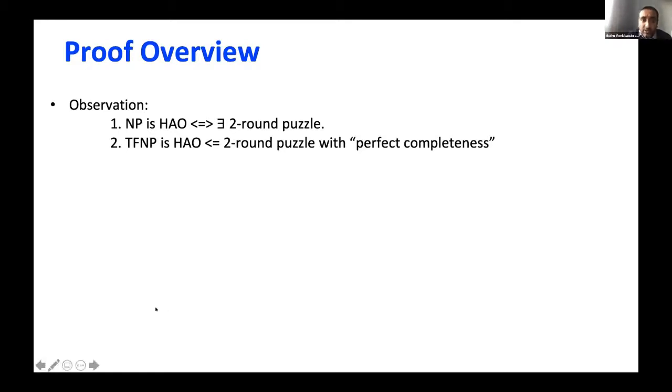Along this way, we can also show that if our two-round puzzle has perfect completeness, meaning that the unbounded attacker can convince the challenger with probability 1, then you get average case hardness for TFNP. And this is straightforward. You just look at the puzzle: the first message becomes the instance, and the response is the witness. So these are just some basic implications we get from our notion of interactive puzzles.